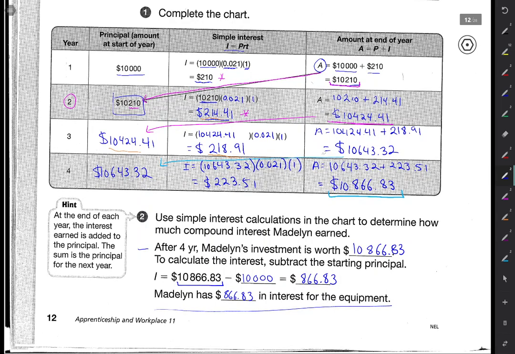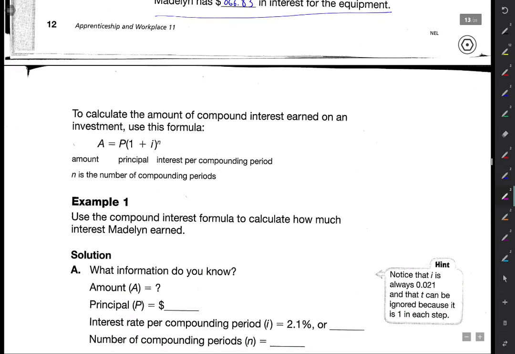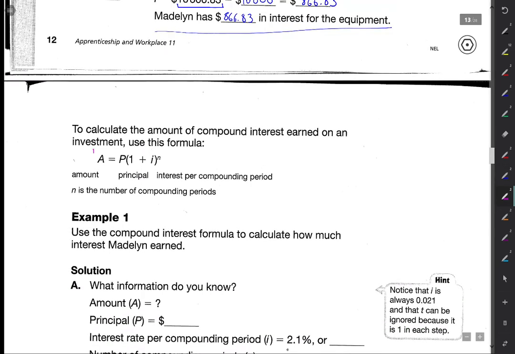Now, the method we used to calculate this compound interest is more complicated than it really is. This was just showing you what it really means, but we actually have a formula to make our lives a lot easier. So this here is the formula that they give us for compound interest. So make sure you have this one written down.